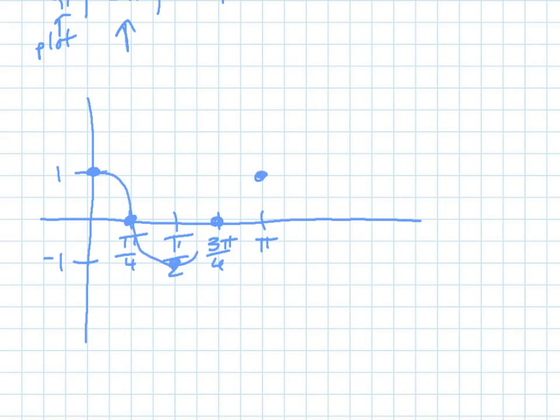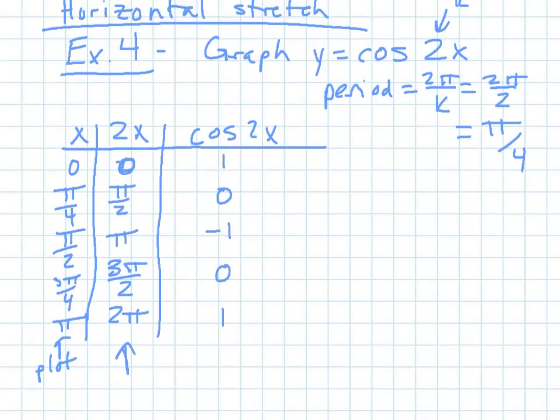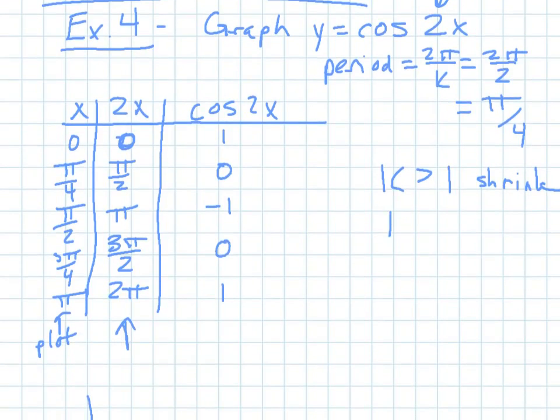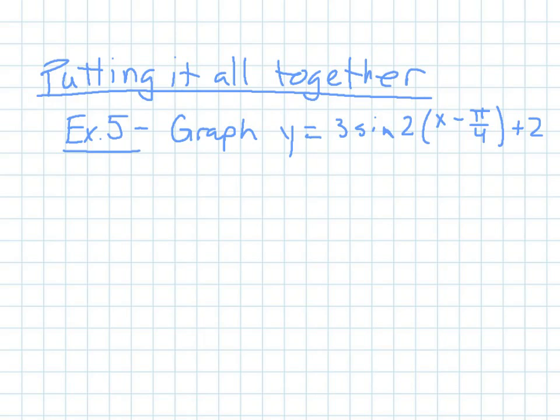So then my graph just shrinks horizontally. If I have a k value that is greater than 1, then it will shrink my graph. If I have a k value that is less than 1 but still greater than 0, that means it'll stretch it. So it has the opposite effect of what you would think it would be. Okay? So now we want to be able to put all these things together.